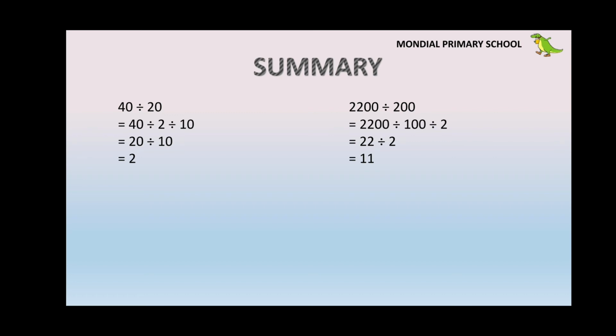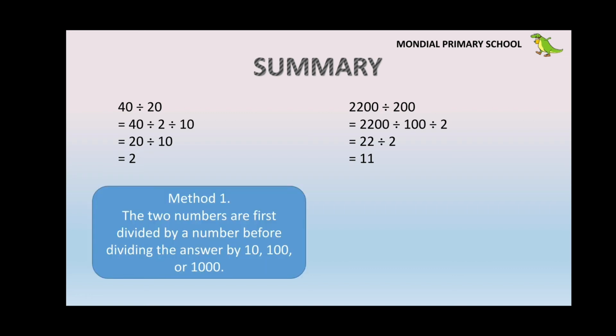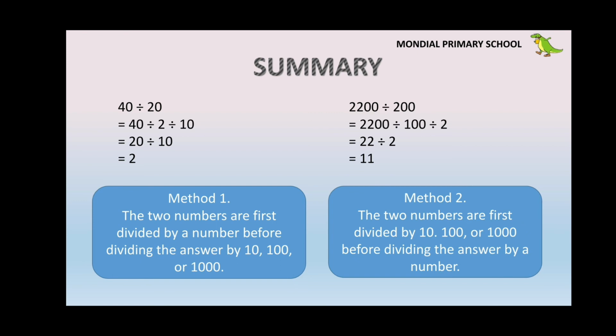Next, if you divide a number by tens, hundreds, or thousands, there are two methods we can use. The first method, the two numbers are first divided by a number before dividing the answer by 10, 100, or 1000. The second method, the two numbers are first divided by 10, 100, or 1000 before dividing the answer by a number.